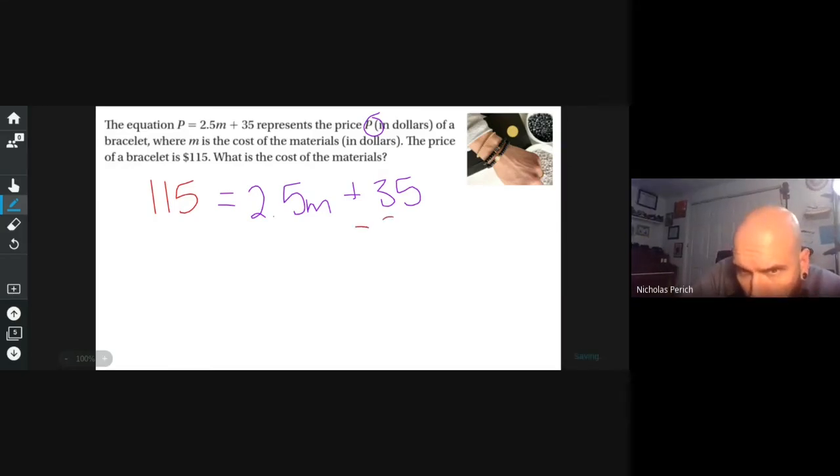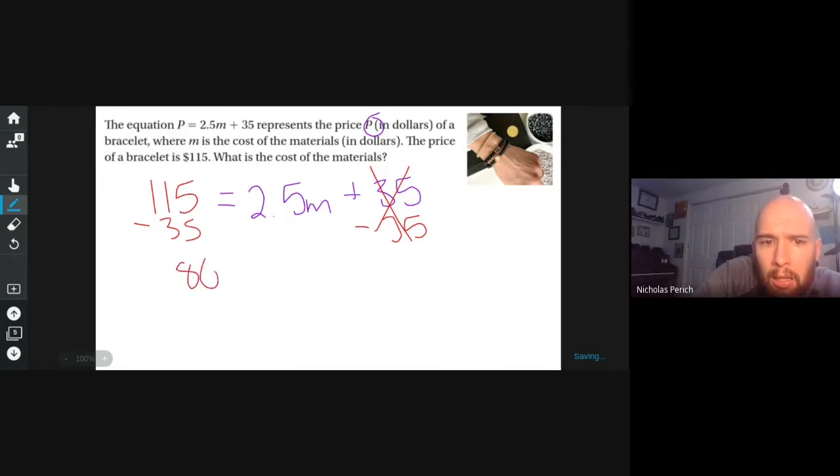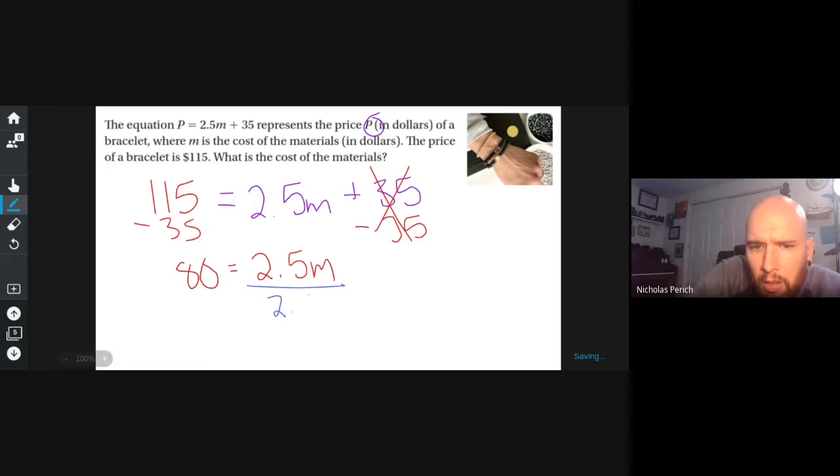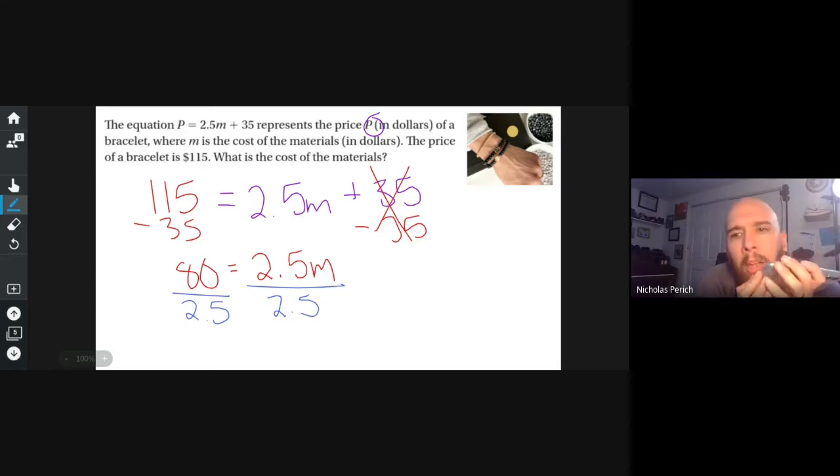Minus 35. Minus 35. Cross it out. 80 equals 2.5M. Divide both sides by 2.5. Let's ask our friend. What's 80 divided by 2.5? That would be 32.